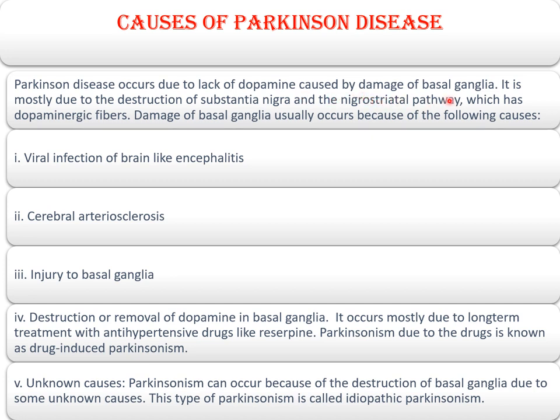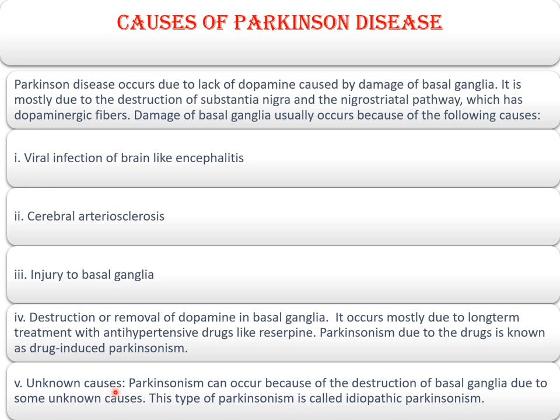It is caused by damage of the basal ganglia. It is mostly due to the destruction of substantia nigra and nigrostriatal pathway, which has dopaminergic fibers. Damage of the basal ganglia usually occurs because of causes like viral infection of the brain such as encephalitis, cerebral arteriosclerosis, injury to basal ganglia, and destruction or removal of the dopamine in basal ganglia. It occurs mostly due to long-term treatment with antihypertensive drugs like reserpine. Parkinsonism due to drugs is known as drug-induced Parkinsonism.